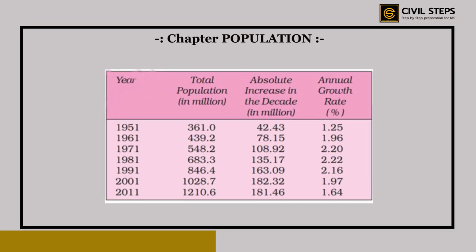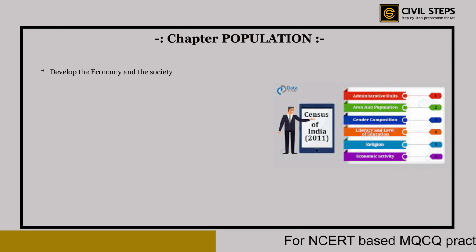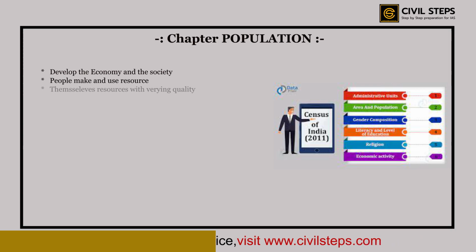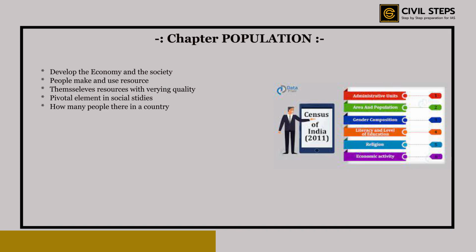The name of the topic is population. The people, as we know, are important to develop the economy and the society. The people make and use resources and are themselves resources with varying quality. Hence, population is a pivotal element in social studies. Therefore, it is important to know how many people are there in a country, where do they live, how and why their numbers are increasing, and what is their composition or the characteristics.